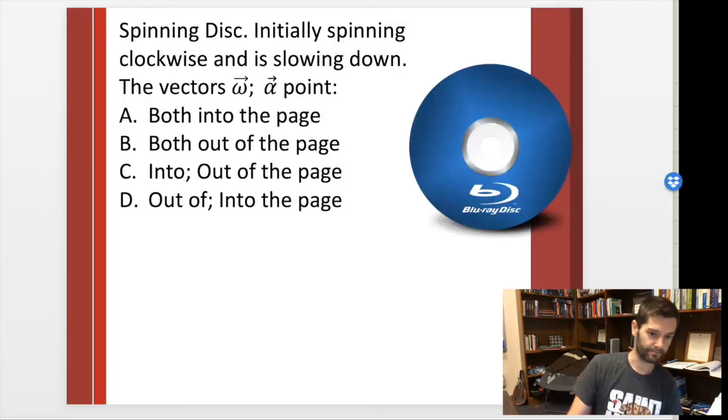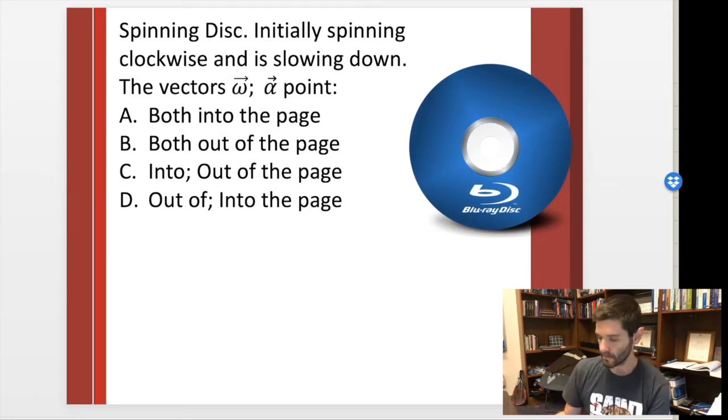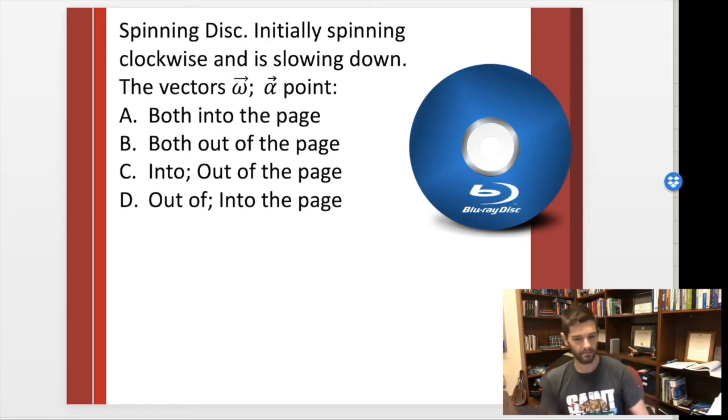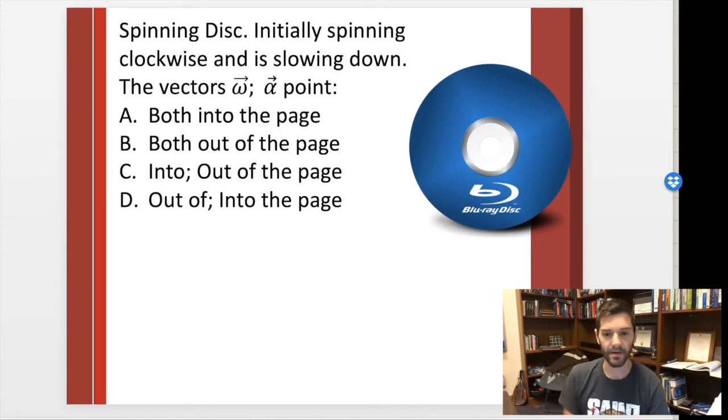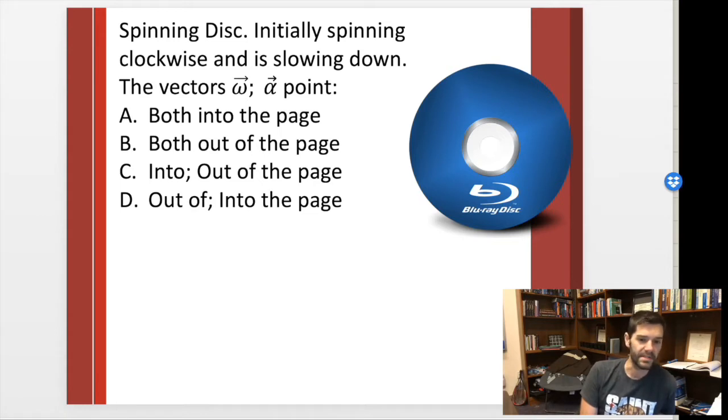Let's review. You have a spinning disk. Maybe it's a CD or a Blu-ray or something. It's initially spinning clockwise as it appears on this page or the screen, and is slowing down. The vectors omega and alpha point: A, both into the screen; B, both out of the screen; C, omega points into the screen while alpha points out of the screen; or D, omega points out of the screen and alpha points into the screen.